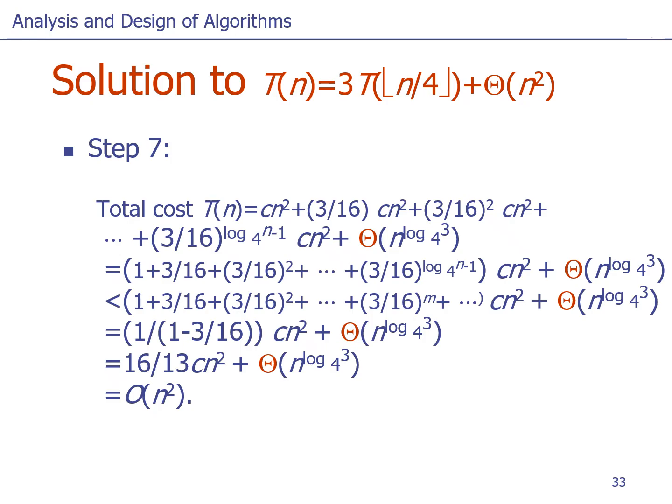And I'm not going to spend time on how you do this. You should be able to do it. And this is a basic mathematical skill. And ultimately, if you look at the second bottom line, it says 16 divided by 13 n squared, or cn squared, plus theta of n to the power of log 3 base 4, and n squared will dominate. And this is what I was telling you earlier.